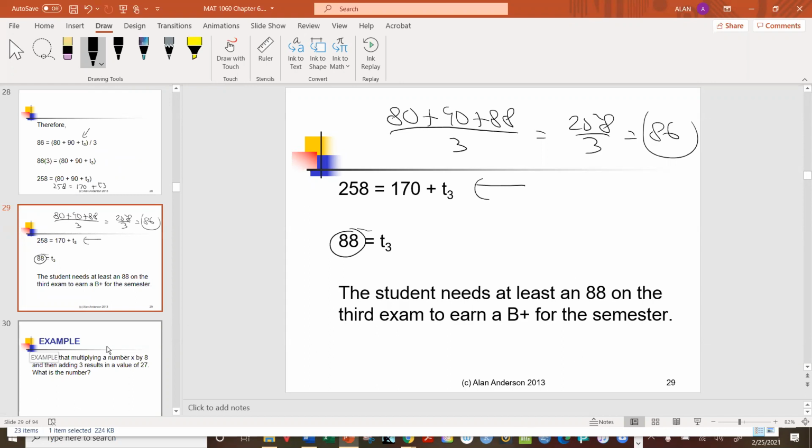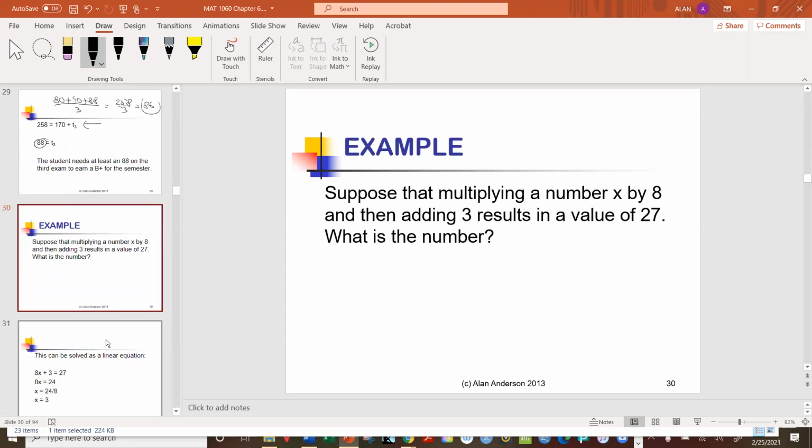Now, here's an interesting one. It's a little bit more abstract. Suppose that multiplying a number which we'll call x by 8 and then adding 3 results in a value of 27. So whatever this mystery number is, we want to solve for it. So go ahead, give it a shot. I'll give you a minute or two, and let's see if we can come up with this number.